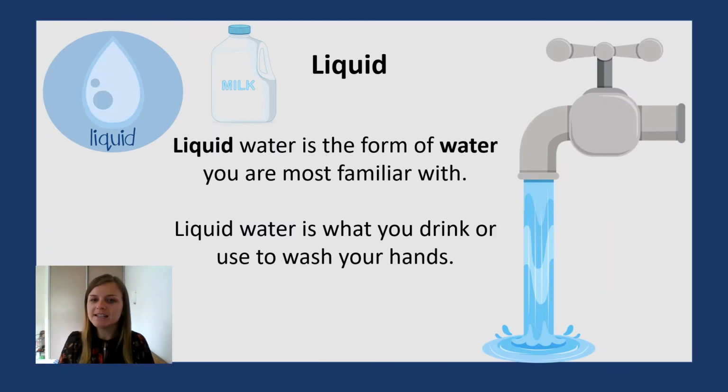Now, the next state of matter we're going to look at is liquid. So a few things to bear in mind when we're talking about liquids is a liquid flows, which means if you pour it, it will move and it will adapt to whatever container you put it in. So if you put water in a glass, the water will take the shape of the glass. But a solid won't do this.